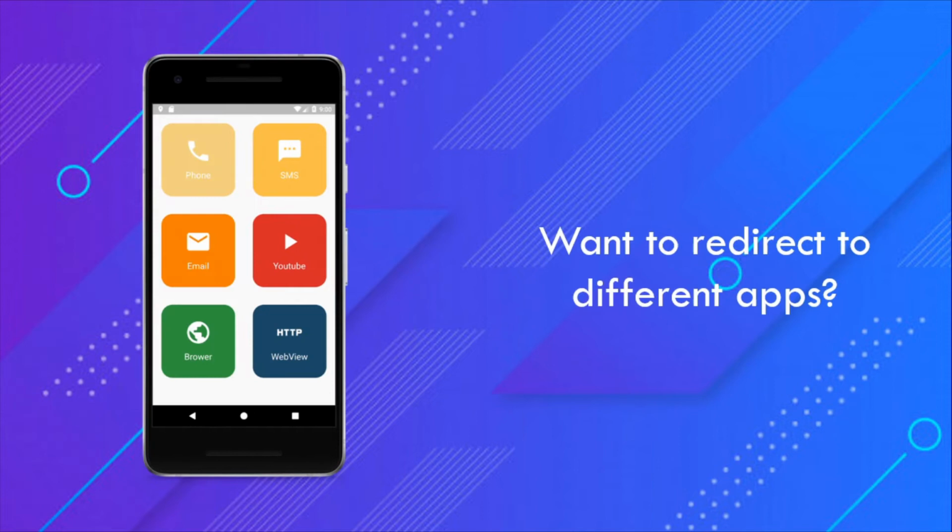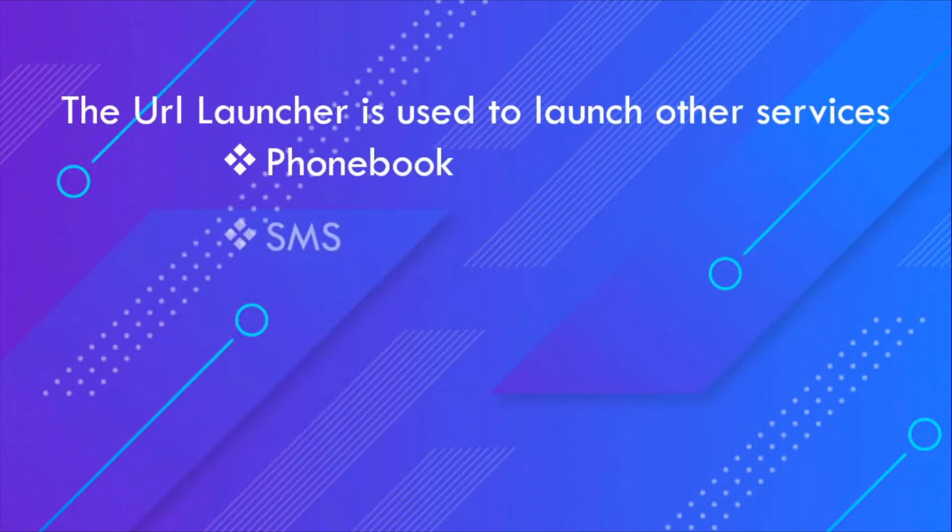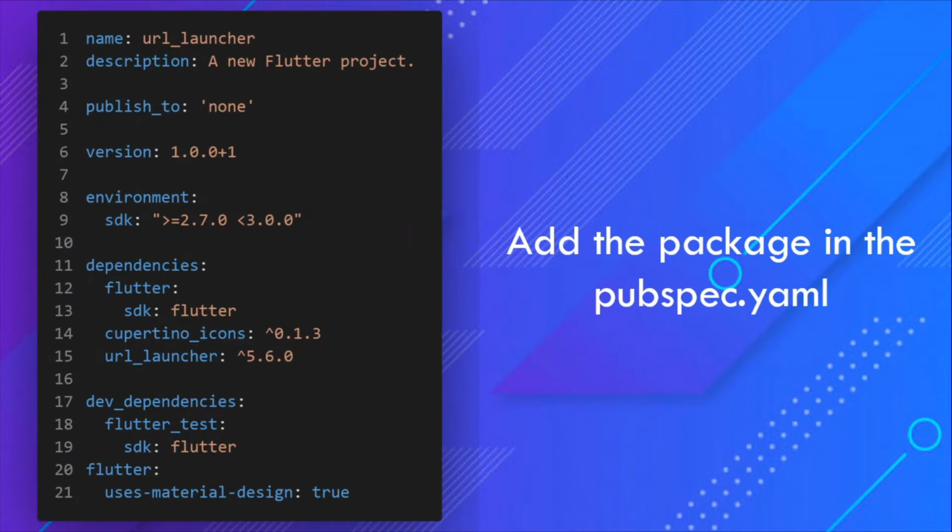Do you want an easy way to redirect to different apps? Try URL Launcher. The URL Launcher is used to launch other services such as phone book, SMS, email, apps, browsers, and web view. We will start by adding the URL Launcher package into the pubspec.yaml file.